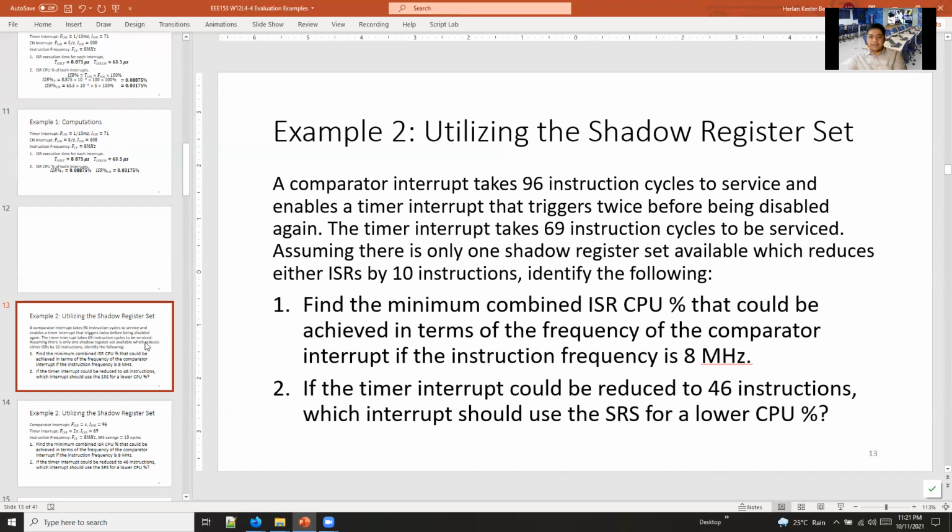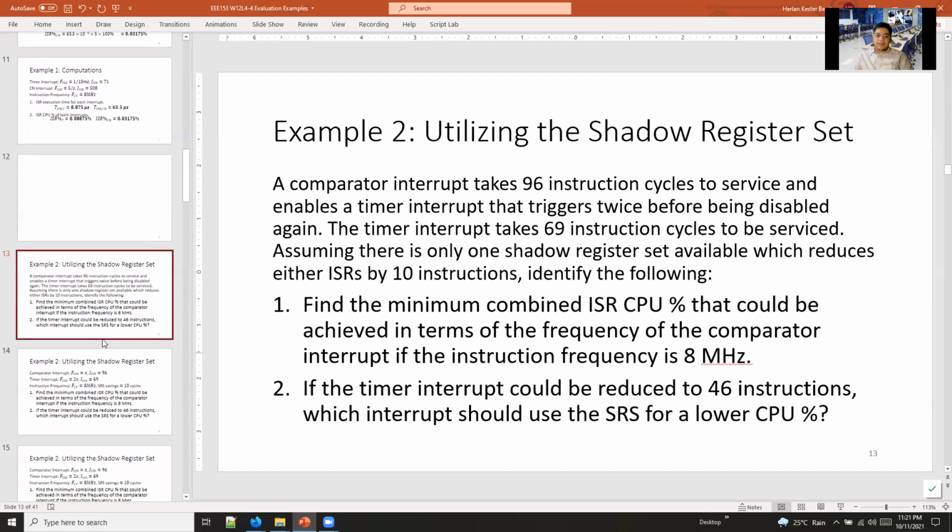Syempre, since hindi given yung frequency ng comparator interrupt in terms of that yung sagot. So the other question is if the timer interrupt could be reduced to 46 instructions, which interrupt should use the SRS naman for a lower CPU percentage. So basically, parang investigation lang kung sino dapat yung gumamit ng shadow register set to improve the overall CPU percentage usage ng ating interrupts.